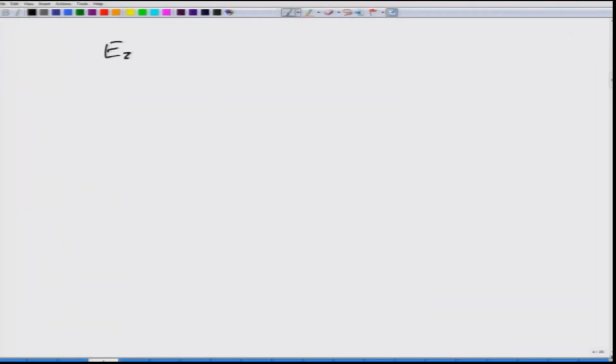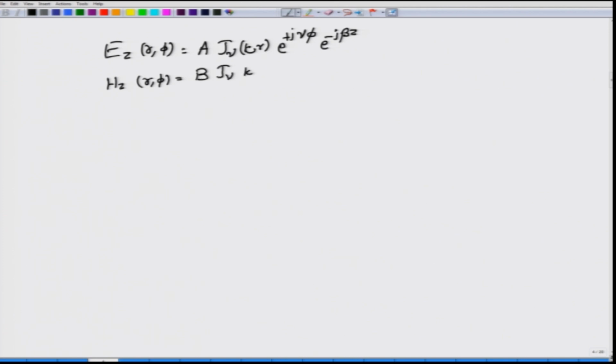So, now I can write down the solution for Ez in the core as a function of r and phi as A J nu of kappa r e to the power plus j nu phi. Of course, if you want, you can also put in e to the power minus j beta z, it is up to you. And then the solution for Hz, because Ez and Hz satisfy wave equations of the same nature, will be with a constant B, the same J nu of kappa r, e to the power j nu phi, e to the power minus j beta z.